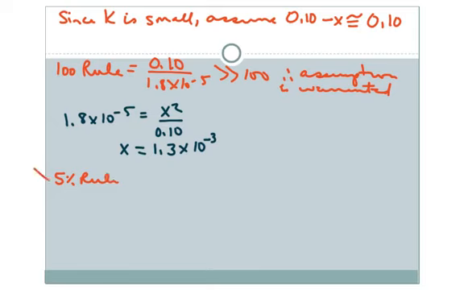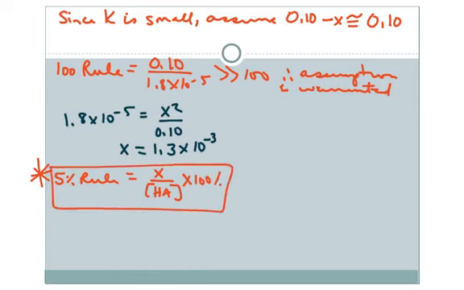And again, this is where I wanted to highlight that this rule is actually much simpler. All we have to do is take the x and divide it by the original acid concentration and multiply by 100. So the equation is actually new and improved here. So let's do it now, and it's nice and simple.